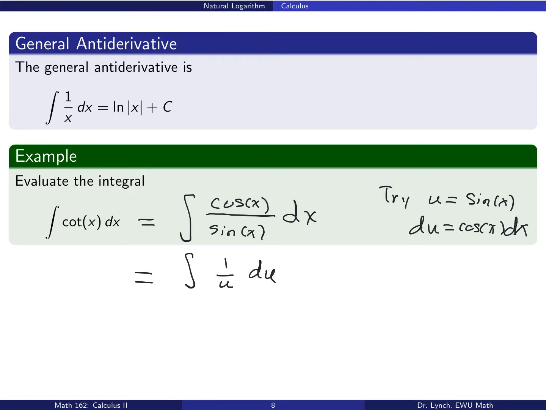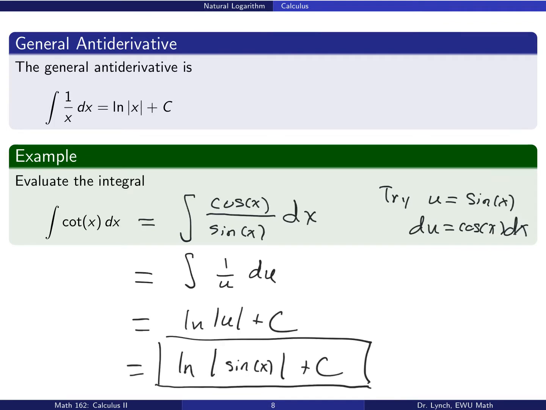With the substitution u equals sine of x, we can see that du is cosine of x dx, and this indefinite integral can be written in u world as the integral of 1 over u du. So we'll express this in terms of the natural log, and then go back to x world to see what the general antiderivative is. The general antiderivative of cotangent of x is the natural log of |sine of x| plus some constant.